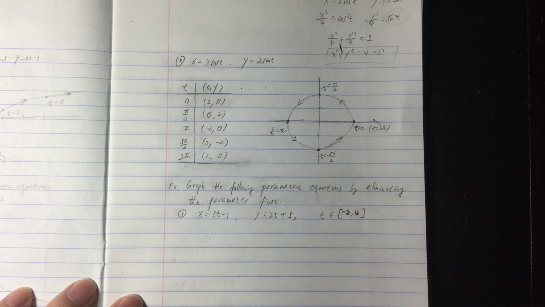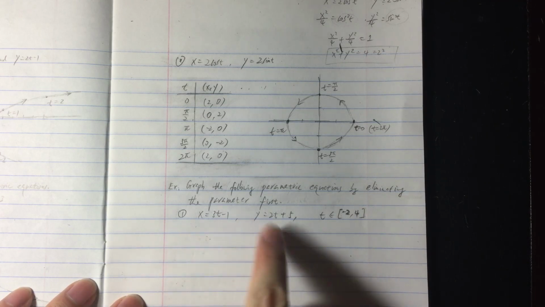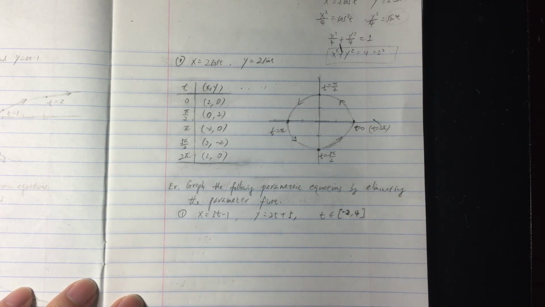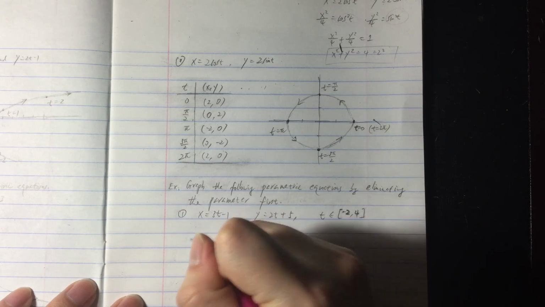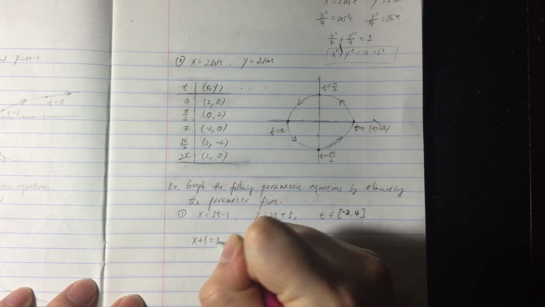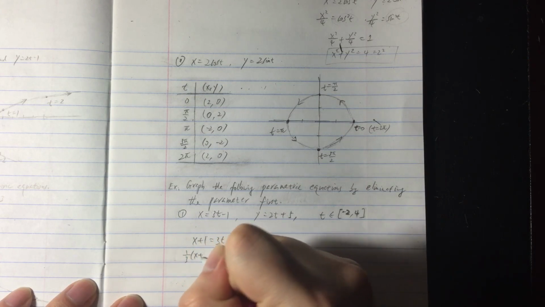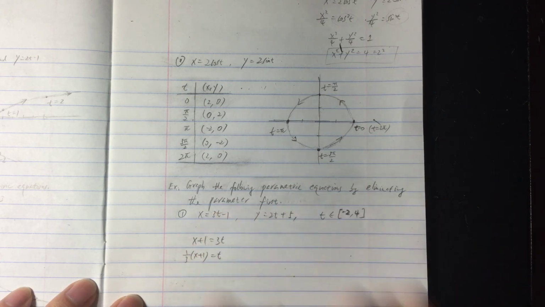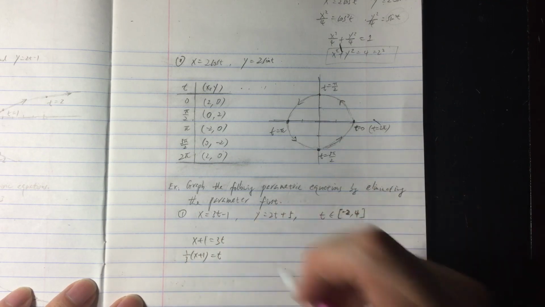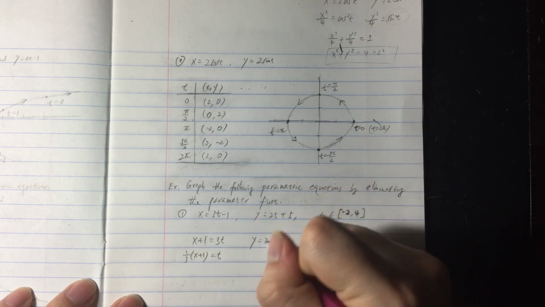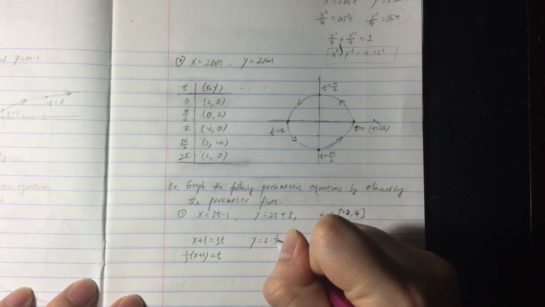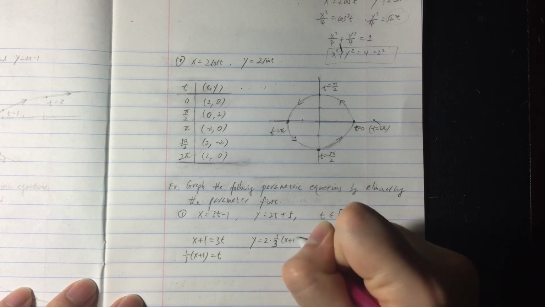We try to eliminate the parameter first. That means we try to eliminate t first. So here, for these two equations, we can solve one equation for t, then substitute into the other equation. In the first equation, if I solve for t, I have x plus 1 equals 3t. Then I can divide both sides by 3. I get 1/3 of x plus 1 equals t. Then substitute this t into the second equation. I get y equals 2 times 1/3 times x plus 1, plus 5.